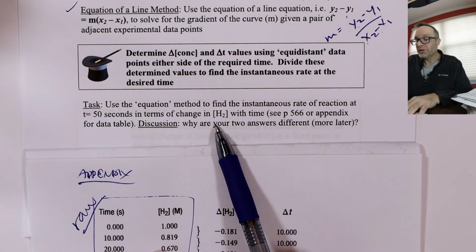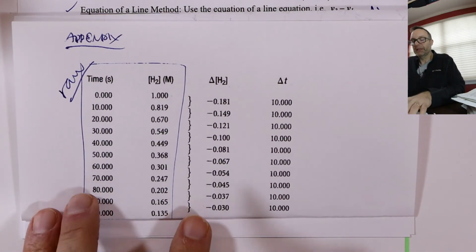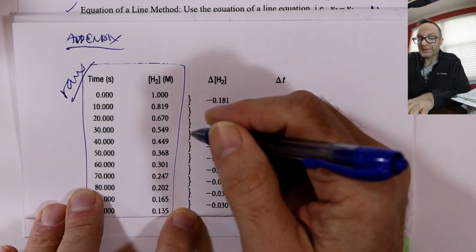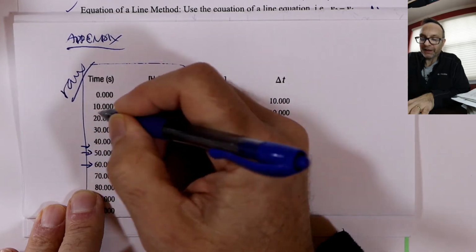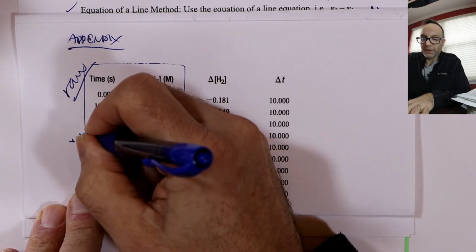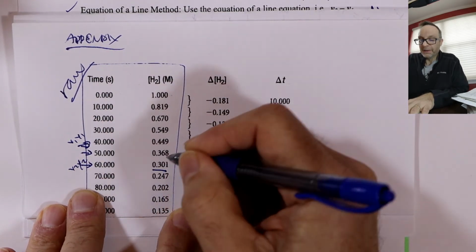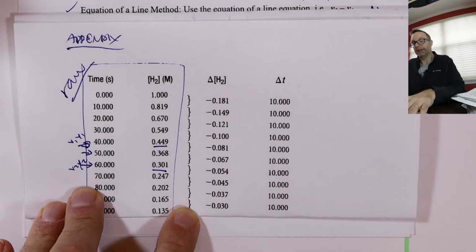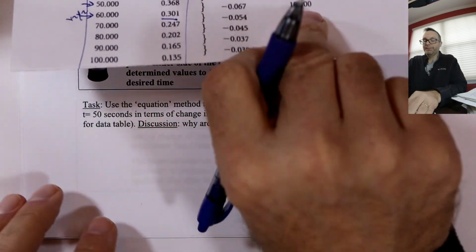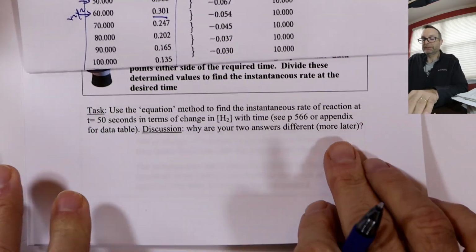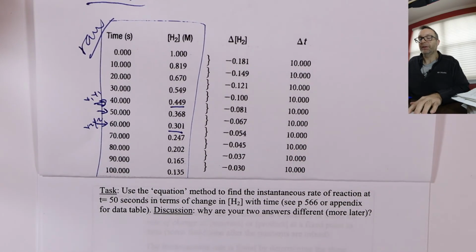So let's do it for H2 at 50 seconds. If I look down here, H2 at 50 seconds is there. So the adjacent data points are here and here. So x1, y1, x2, y2. So that number and that number. All right, so let's figure it out. Actually, why don't you give it a go?